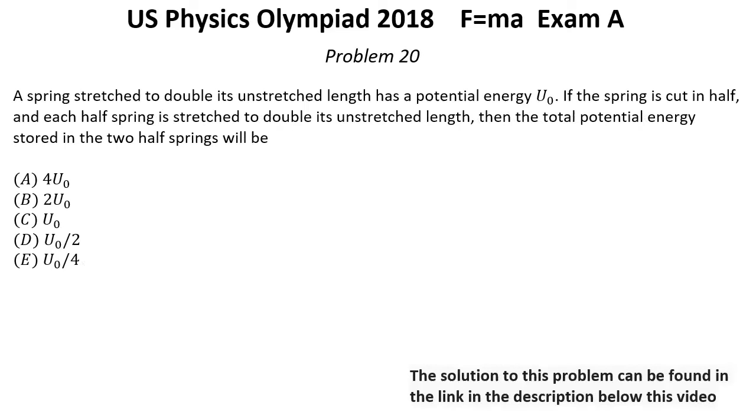Problem number 20. A spring stretched to double its unstretched length has a potential energy U0. If the spring is cut in half and each half spring is stretched to double its unstretched length, then the total potential energy stored in the two half springs will be next one.